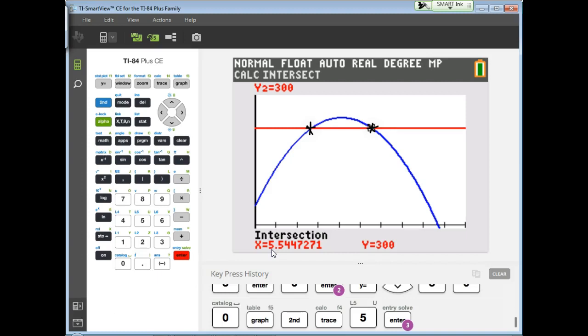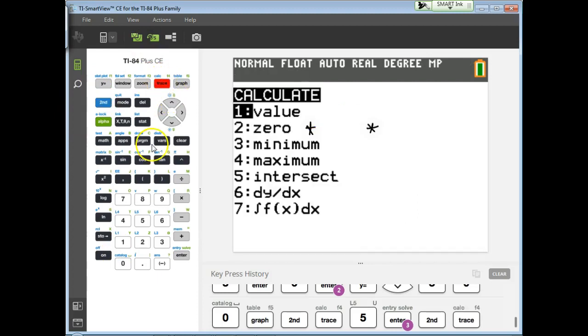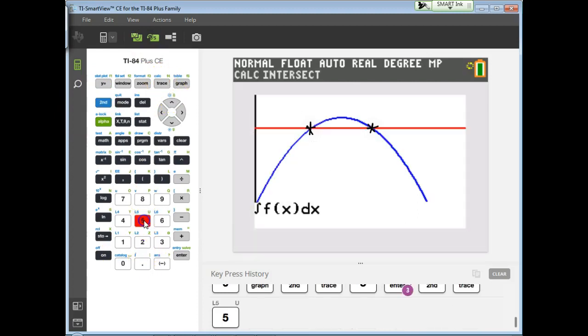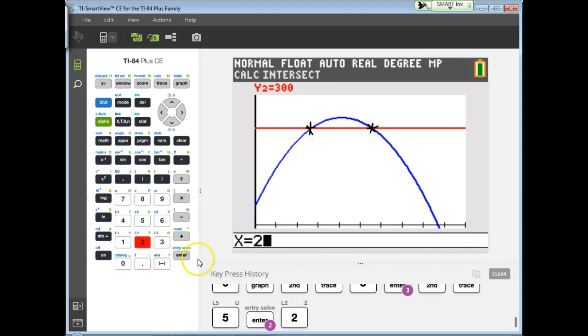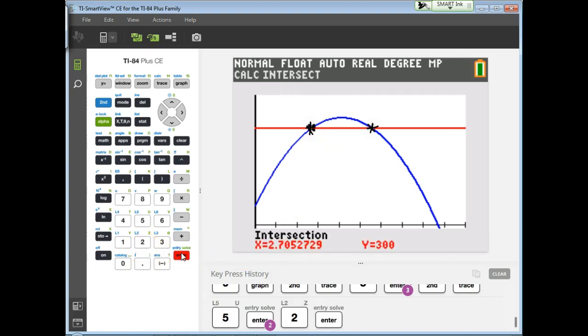All right, so we need to find the second intersection point now. So pull up that command again. So second trace, intersect, which is number 5. And then when it says first curve and second curve, that's the same. But when it says guess, I need you to get closer to the other intersection point. Otherwise, it's going to keep finding that same one again. So I'm going to hop. It's pretty close to 2, so I'm just going to type a 2. All right, 2.71 seconds. Okay, so jot both of those answers down.